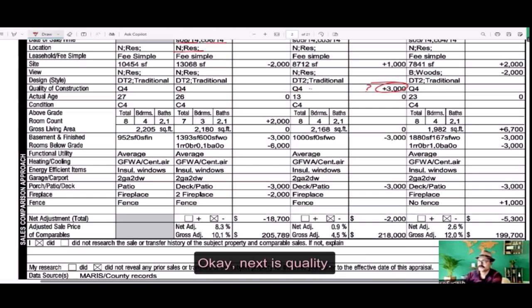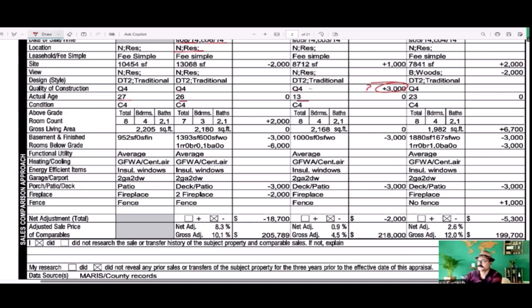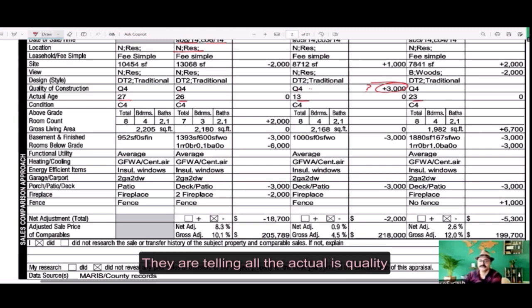Okay, next is quality. Q4, they have a 3000 adjustment. Check actual age: 27, 26, 30, 22. So they are not making any adjustment. They are telling all the actual age quality is the same. So condition of the property C4, C4, C4. All have C4. As I told you, we will still accept C4.